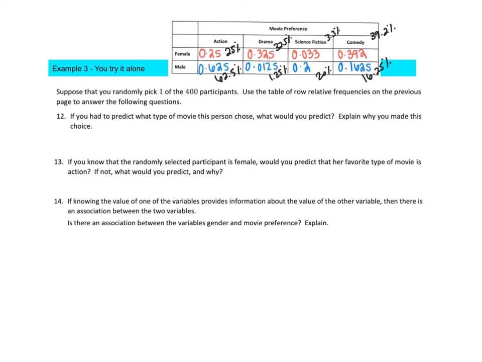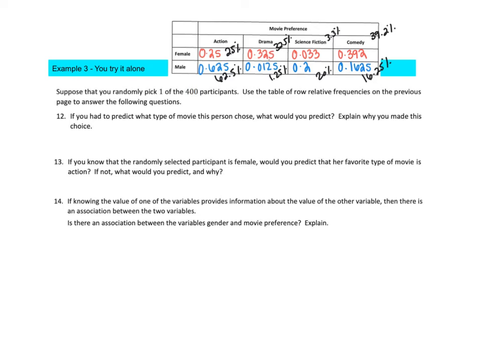So it says, suppose that you randomly pick one of the 400 participants. Use the table of row relative frequencies to answer these questions. So we have that table right up top. If you had to predict what type of movie this person chose, what would you predict? So looking at this data here, what would you predict? A random person, you don't know their gender, okay? What would they probably have a movie preference of? Go ahead and write your prediction down, and then we'll talk about it.